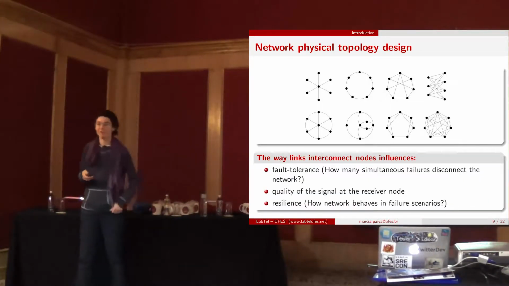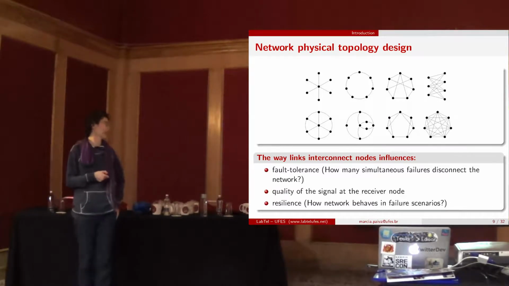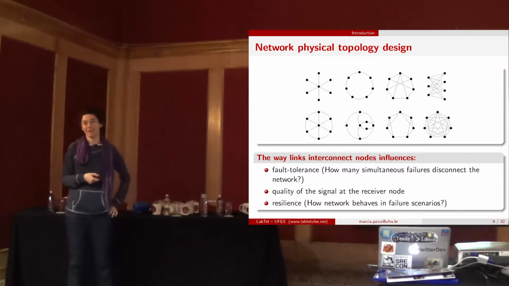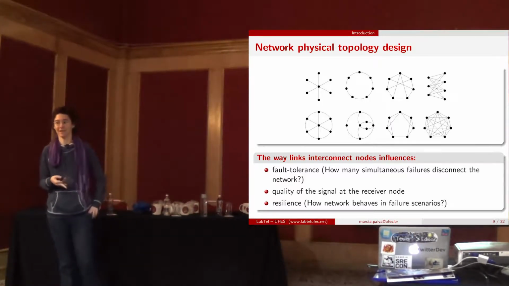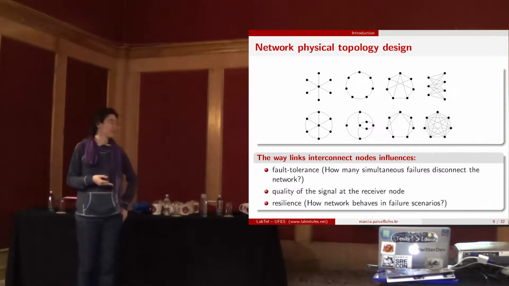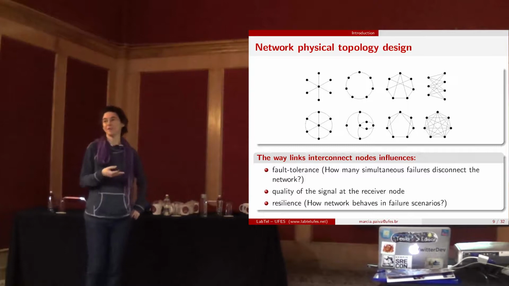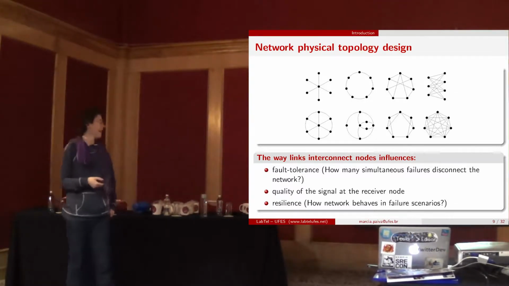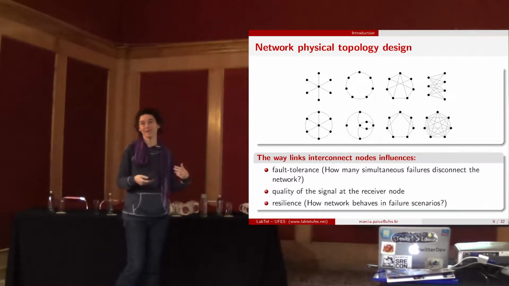Also, even in networks that have the same number of links, if they are interconnected in different ways, it could impact the fault tolerance, that is, the number of simultaneous failures that the network can support before getting disconnected. It also affects the quality of the signal at the receiver node, because that quality depends on the number of links the signal traverses, and the resilience, that is, how the network behaves after a failure or during a failure scenario.